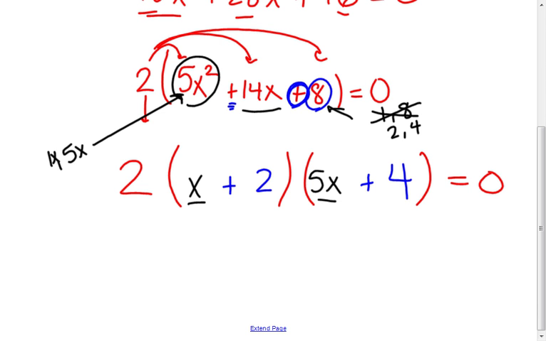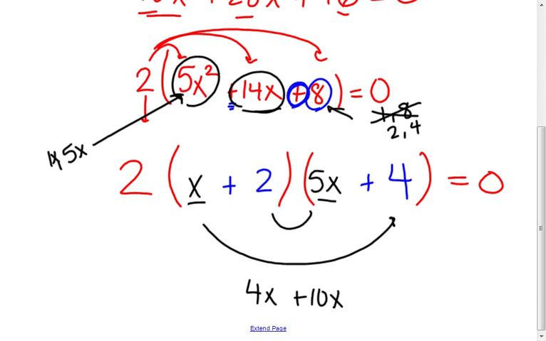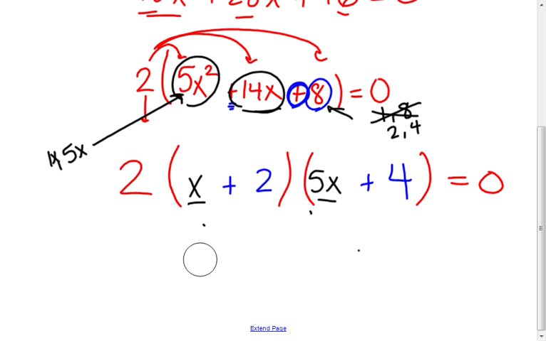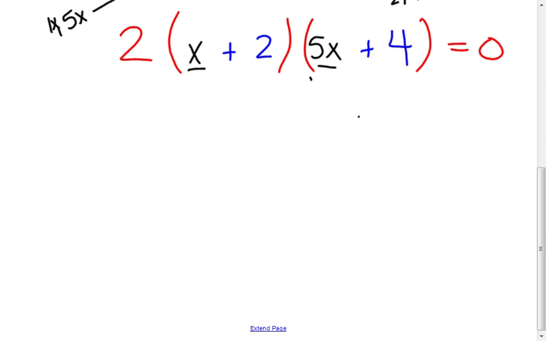Okay, so here we go. Outsides, 4x, insides, 10x. 4x plus 10x does make 14x, which I need to have in the middle number here. So this is how it factors, right here, x plus 2 and 5x plus 4. And again, when it's set equal to 0 like that, and when there's an equal sign in there, you have to go one more step. And you're going to set each part equal to 0.